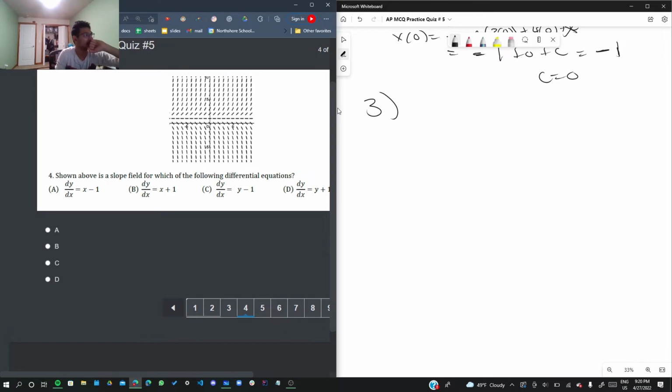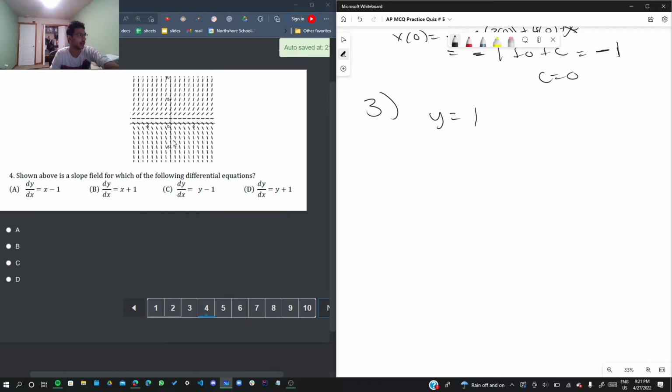Okay, right off the bat, I see right at y equals 1, the slope is 0. So I'm assuming, and if you look at all the same rows, at every single y value, every single height, the slope is the same. So that means the slope is dependent on y and not on x. Because no matter what x value it is, it's only dependent on the y. So automatically A is gone and B is gone. So what we're left with is C and D.